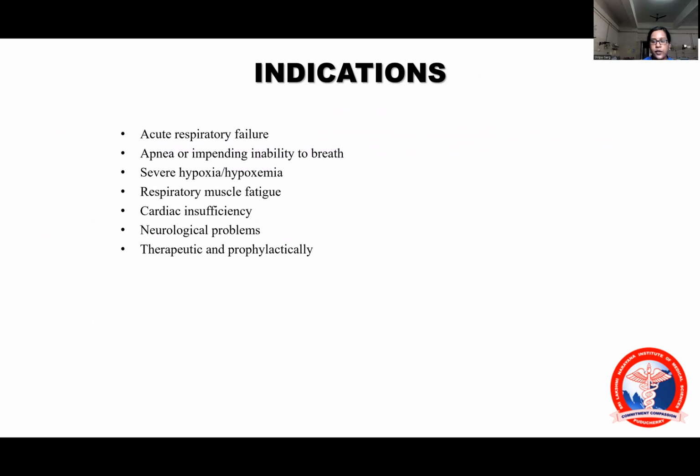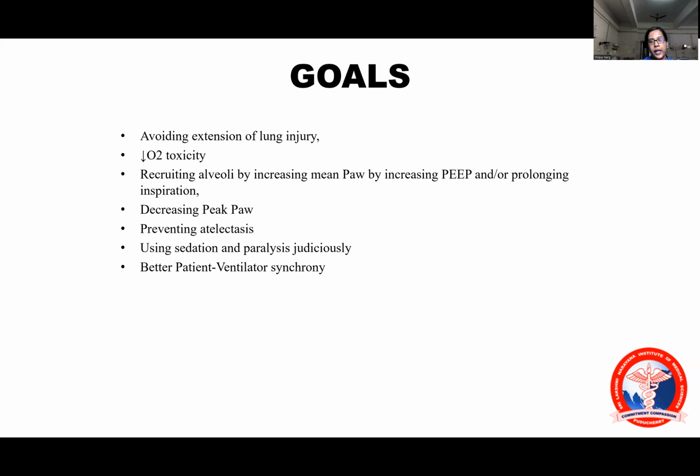So, what are the indications for using a ventilator? Any acute respiratory failure or any impending failure, severe hypoxia or hypoxemia, respiratory muscle fatigue, or any cardiac insufficiencies, neurological problems whereby the patient is not able to take proper breaths, or therapeutic and prophylactic uses of mechanical ventilators.